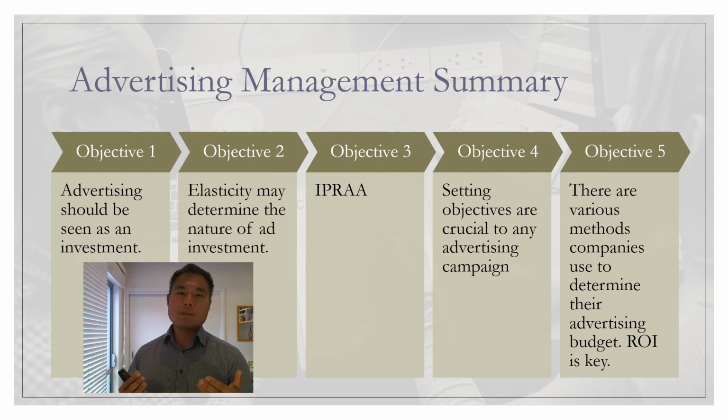And finally, today we looked at objective number 5, which was the different ways of allocating budget. And it doesn't really matter which way is used. The key is to be able to figure out a return on investment for your advertising spend. And the key to that is to try to figure out or justify the conversion rate that you hope to be able to obtain if you roll out your proposed advertising campaign.